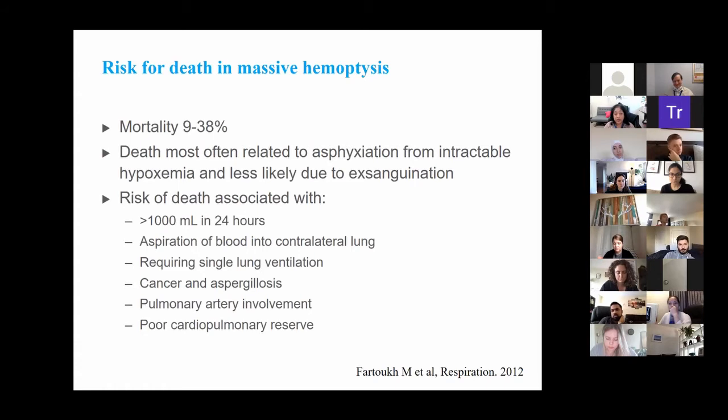I think when we think of bleeding in other areas like the GI tract, we think about hemorrhagic shock as what ultimately could lead to instability and death. But in hemoptysis, that's not the case. It takes very little blood to fill up your alveoli, cause asphyxiation and intractable hypoxemia. So it's really hypoxemia from that asphyxiation that leads to death in patients with hemoptysis, not exsanguination.